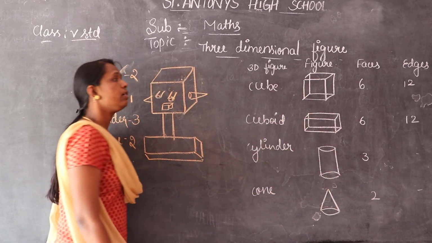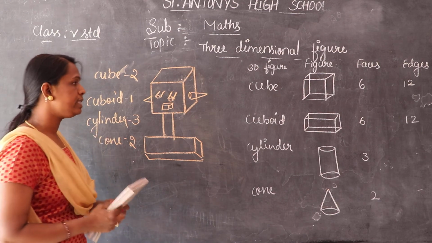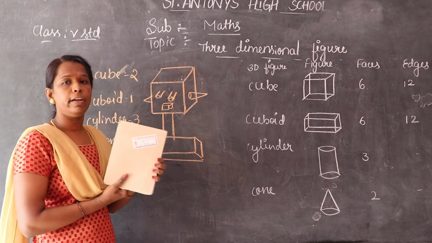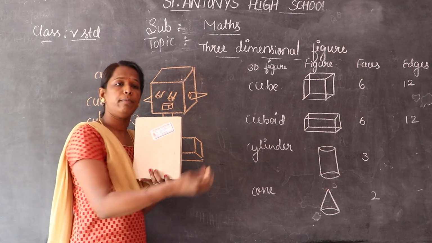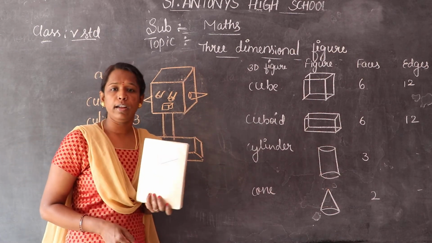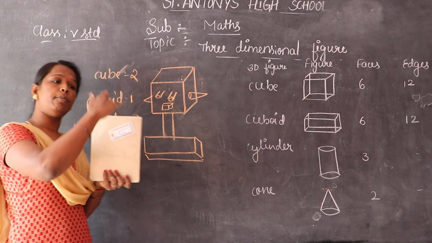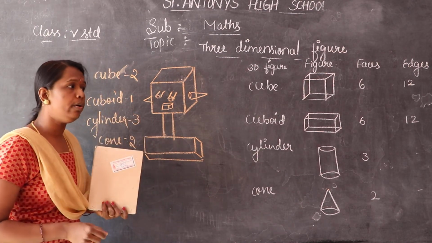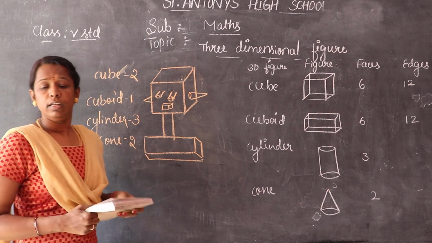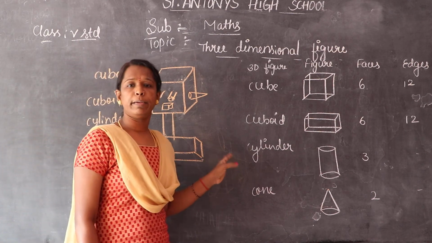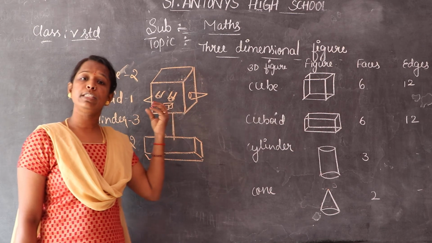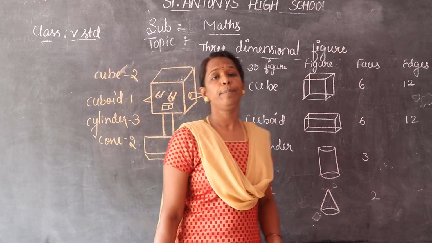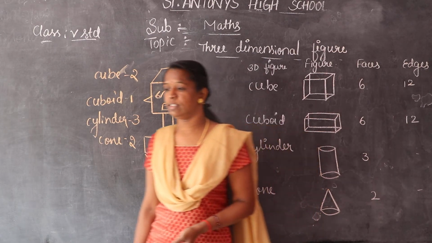Okay. Elevation means when we see the object from the front. When we see the object from left or right, that is called side view. When we see the object from the top side, that is called top view or plan. So this is about 3-dimensional figures. The objects which appear in 3 dimensions are called 3-dimensional figures.